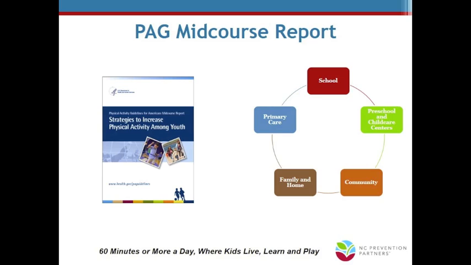Moving on to the Physical Activity Guidelines Midcourse Report, Strategies to Increase Physical Activity Among Youth. As mentioned previously, this was released this past March by our office along with the President's Council on Fitness, Sports, and Nutrition, the CDC, and the NIH. The goal of this report was to continue the science-based messages of the Physical Activity Guidelines about how much physical activity is needed, and to compile strategies of what works, specifically to increase physical activity among the youth population ages 3 to 17. Therefore, we did a review of reviews to identify 5 areas to increase physical activity where youth live, learn, and play.